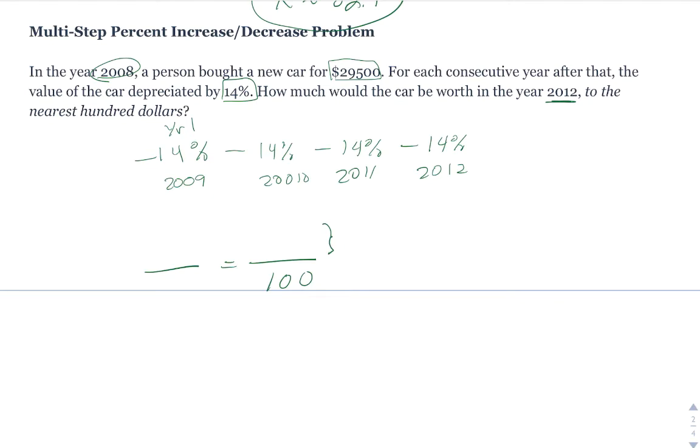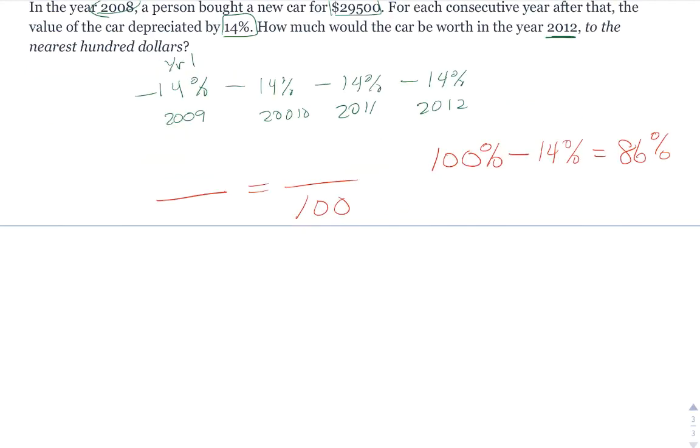So remember, what is the actual value of the car? Remember, it's 100% to start. And then we decrease it by 14% each year. So that means the car is maintaining 86% of its value at the beginning of each year. So that's what I'm trying to find out. What is 86% of its beginning of the year value?